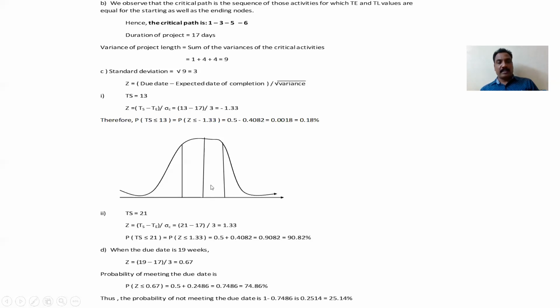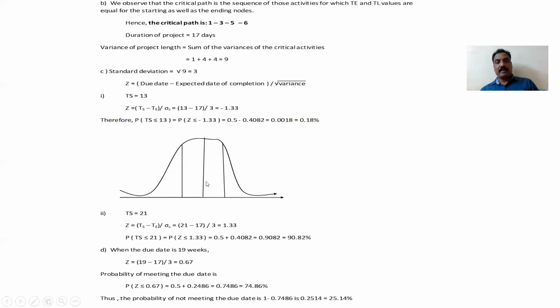So 1.33 positive side. This was negative side actually. This is on the left hand side. So 0.5 minus this portion you have to deduct. That is why we did like this. Here positive side this one. This plus this you have to do. So that is 0.5 plus 0.4082. This is normal distribution mean.